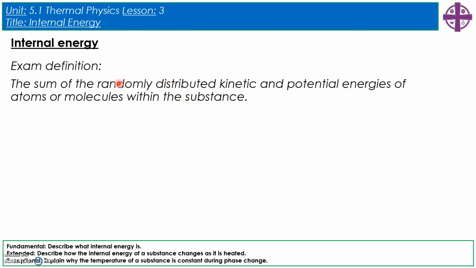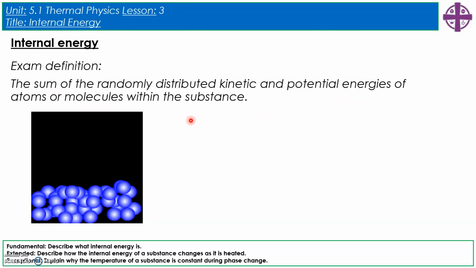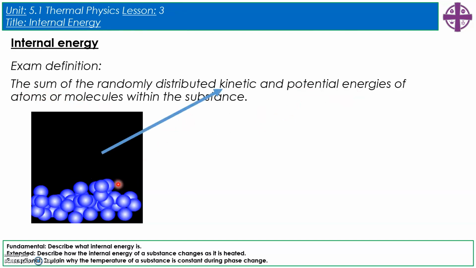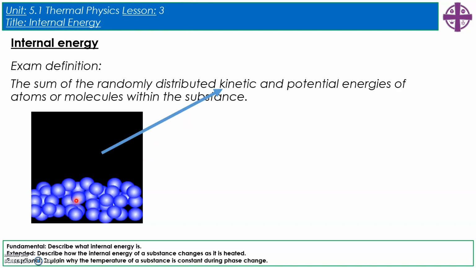The randomly distributed bit just means that these kinetic energies and these potential energies are distributed along a curve, and they're randomly distributed around that curve, but there's a probability curve that tells you what the kinetic and potential energies might be. Don't worry too much about that. But it's the fact that internal energy is the sum of the kinetic energies of the particles and the potential energies of the particles. The kinetic energy is the motion of the particles.